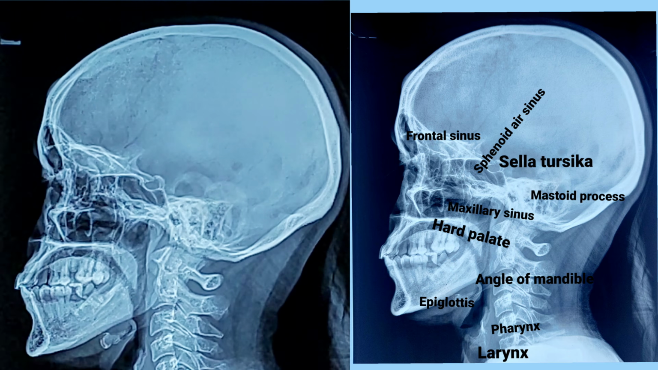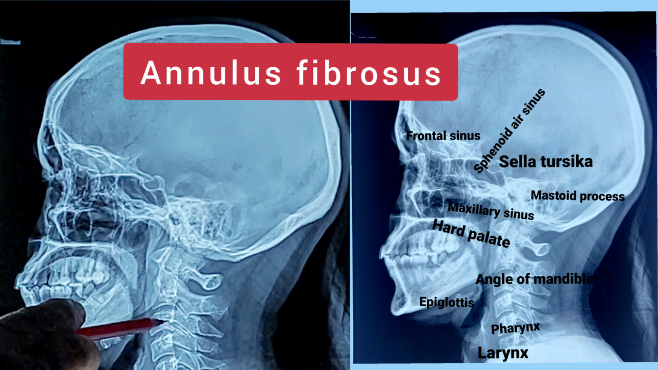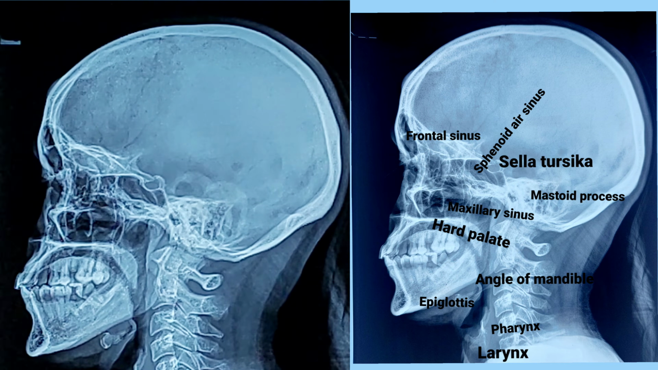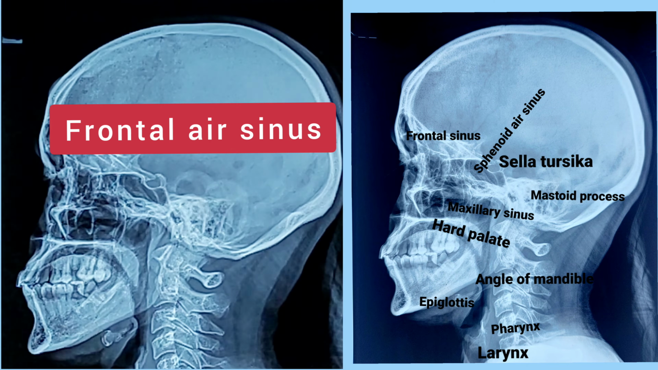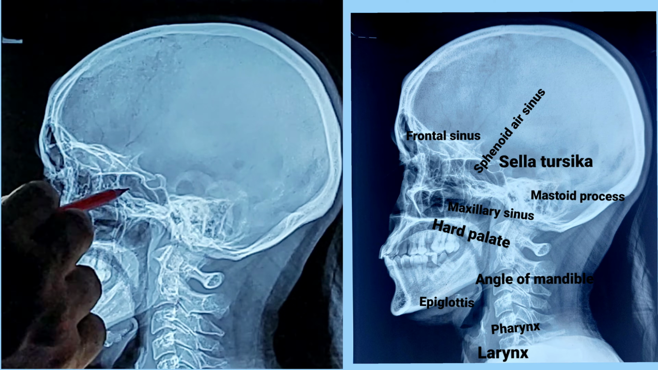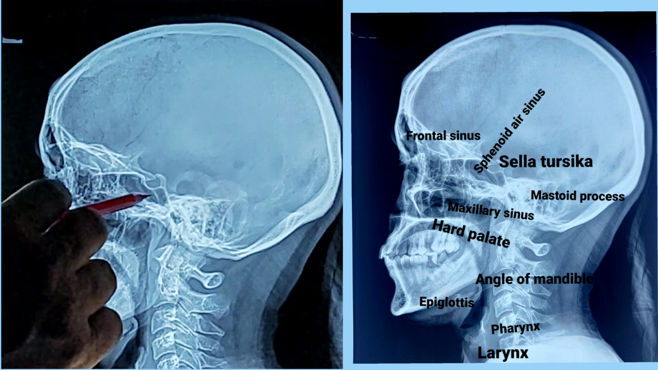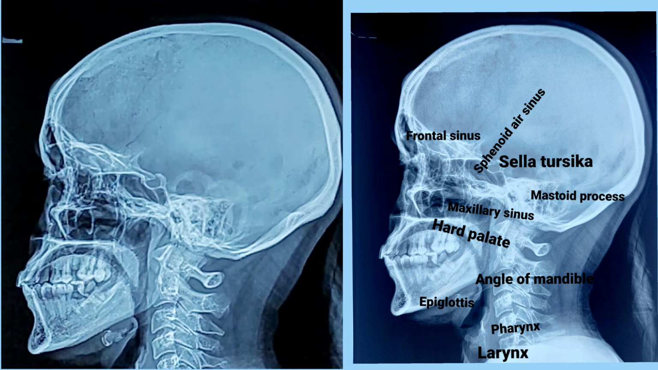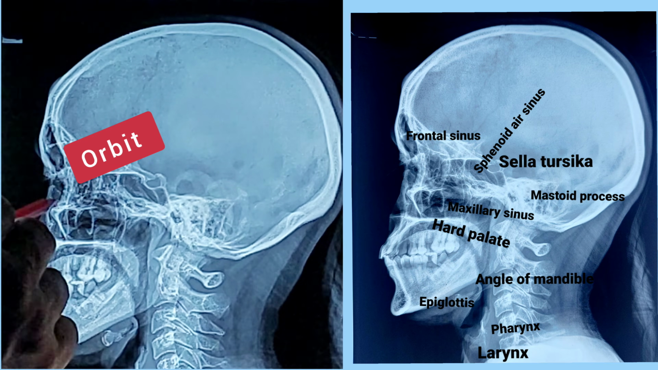If you are asked what are the constituents of the intervertebral disc, your answer will be centrally nucleus pulposus and peripherally annulus fibrosus, and it is a secondary cartilaginous type of joint or symphyseal joint. Then what radiolucent area can you see? I told you this is a frontal air sinus, this black area, it contains air, and I also told you this is the sphenoidal air sinus below the sella turcica, within the body of the sphenoid. This is the sphenoid bone, body of the sphenoid, and this is the orbit below the frontal air sinus.